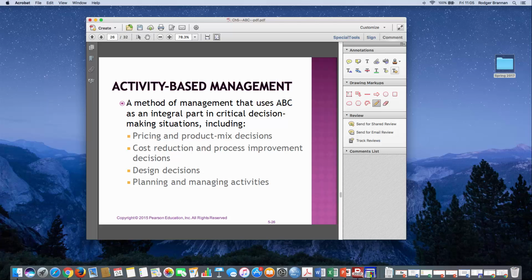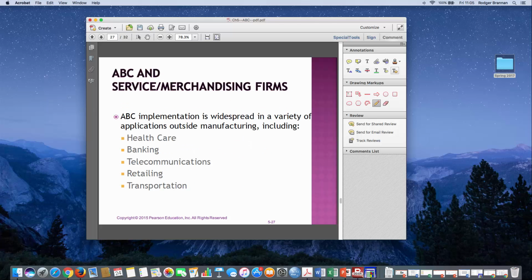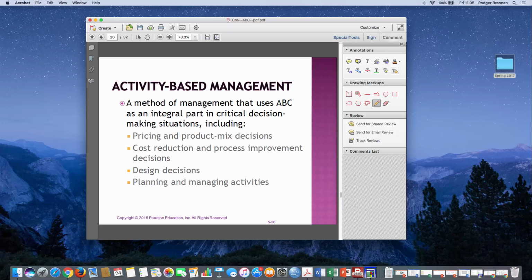The assumption is the activity causes a cost. If you want to reduce a cost, you have to reduce the cause of the cost. Let's attack the activity. So you may say, we're going to reduce setup hours by 3% this year. That's a realistic goal. That should bring down the cost. Again, ABC can be used not only in manufacturing, but in any number of business situations.